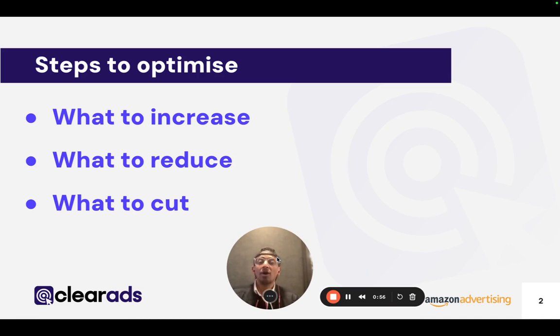The second is, what can I reduce? What is underperforming? Where am I just wasting money and need to cut back on, but still generating some sales? And then lastly, where to cut? What do I need to cut? What do I need to remove because it's just bleeding money? You've given it a chance. It's got a number of visits and quite a bunch of traffic through it, and it's just not working. So you need to kind of exclude.